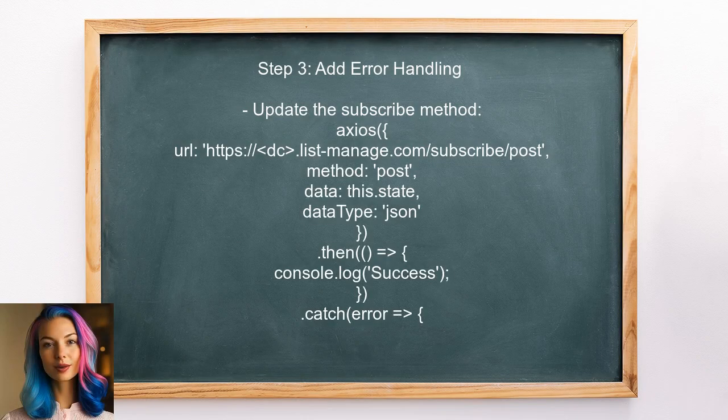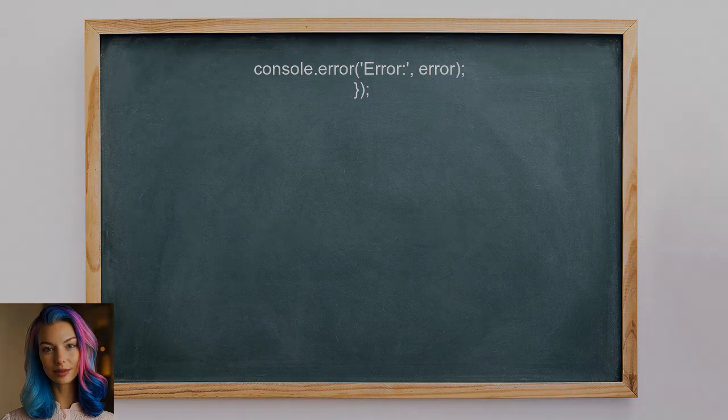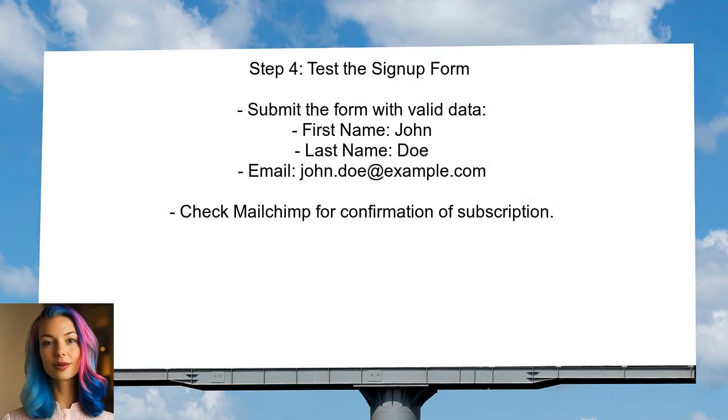Now the user should handle the response from Mailchimp properly. They can add error handling to capture any issues that arise during the subscription process. Finally, the user should test the form thoroughly. They can do this by submitting the form with valid data and checking their Mailchimp account for the new subscriber.